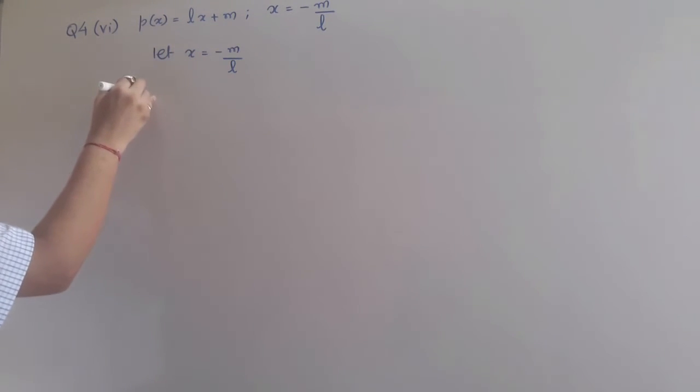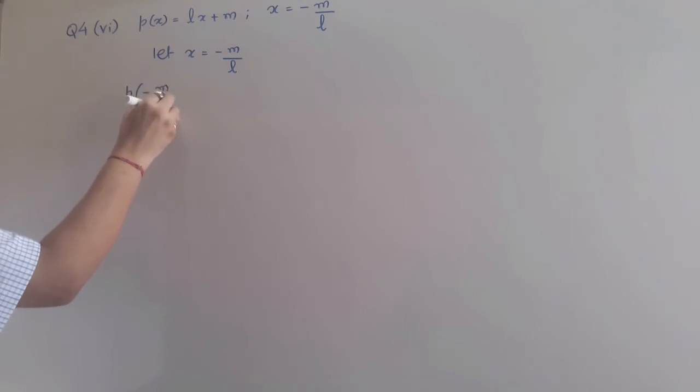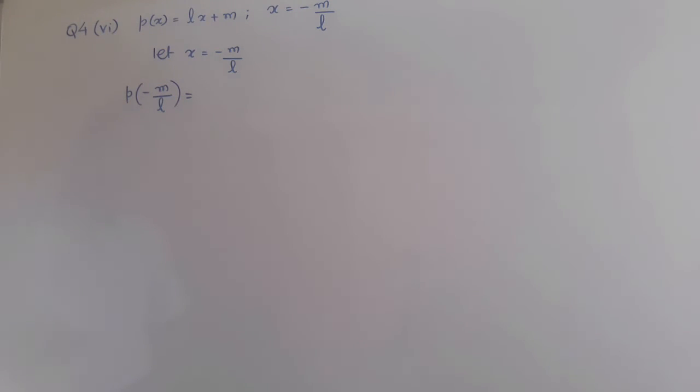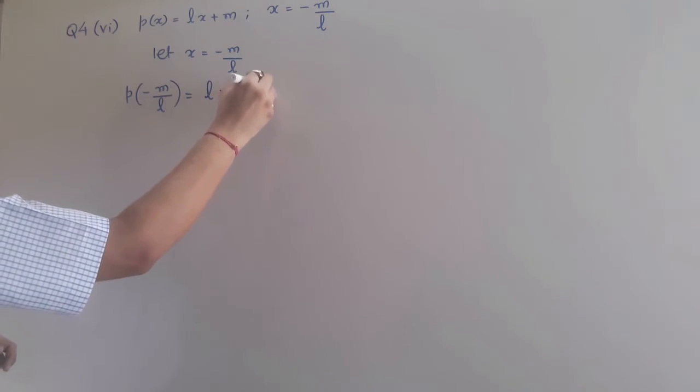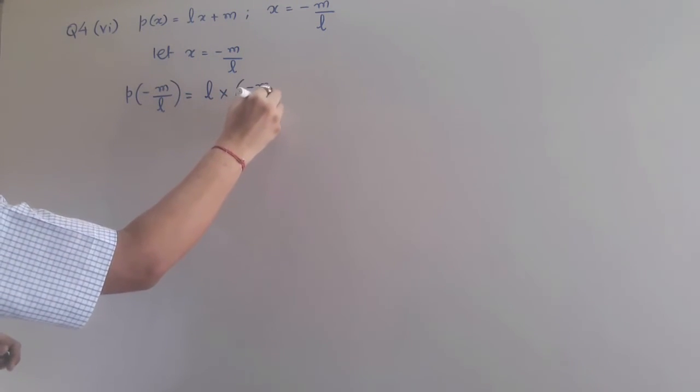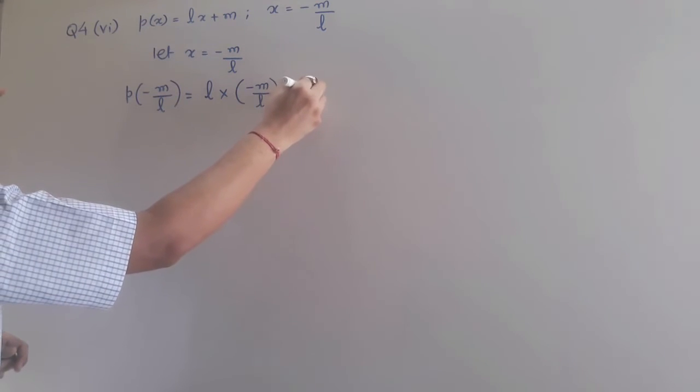So if I put p of minus m upon L, what will it come to? Can you guess? Here in place of x I will put minus m upon L. So let us put the value here: L into, in place of x, I am putting minus m upon L, plus m.